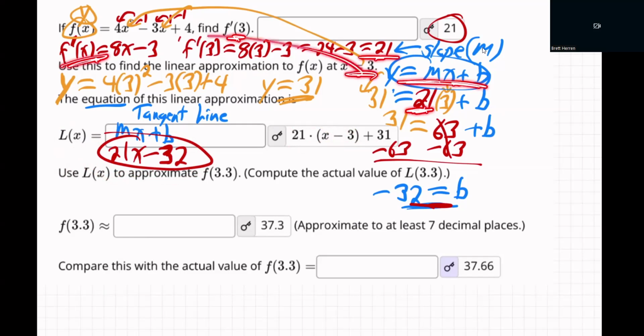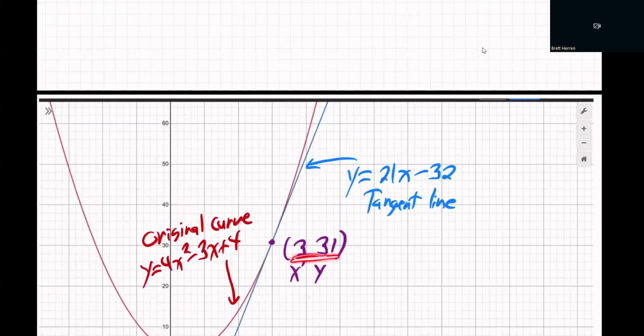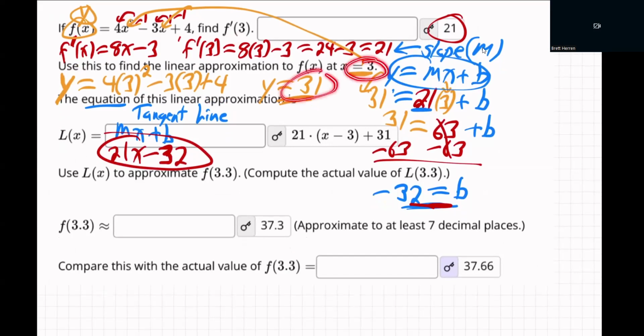Then how do you find the x, y? You take that x and you plug it into the original function, work it out to get y, 3 and 31, plug in x is 3, y is 31 along with the slope, solve for b. b is minus 32. So there's b, there's m. We got the equation of the tangent line. That's how I got this 21x minus 32. That's the blue tangent line. And we know they intersect at 3, 31. We found that x is 3, y is 31.